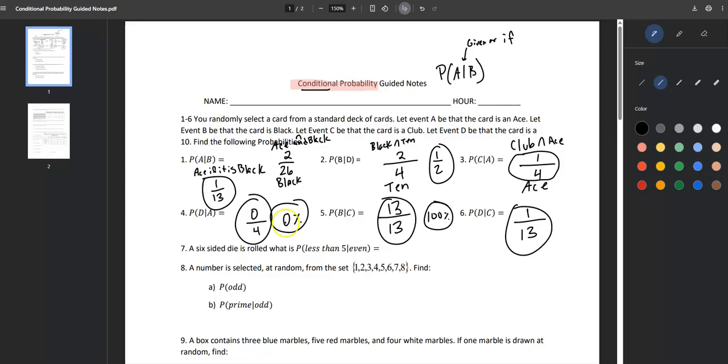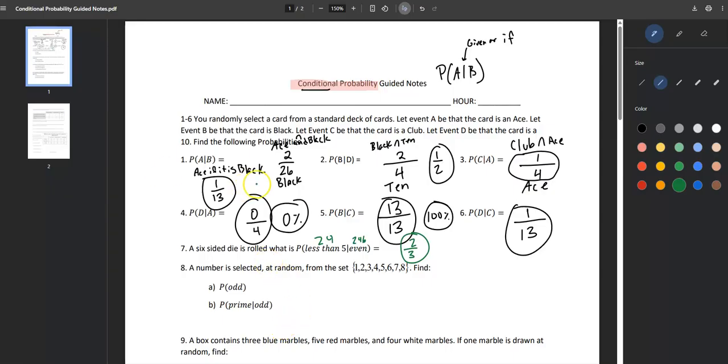So this next problem here, I've got a 6-sided die, and it's asking what is the probability of getting a number less than 5 if it's even. So think about how many evens are on your die. There are 3 even numbers, again, 2, 4, and 6. How many of them are less than 5 from that? So that would be 2 and 4, so that would be 2 out of 3. That would be your answer for that one.